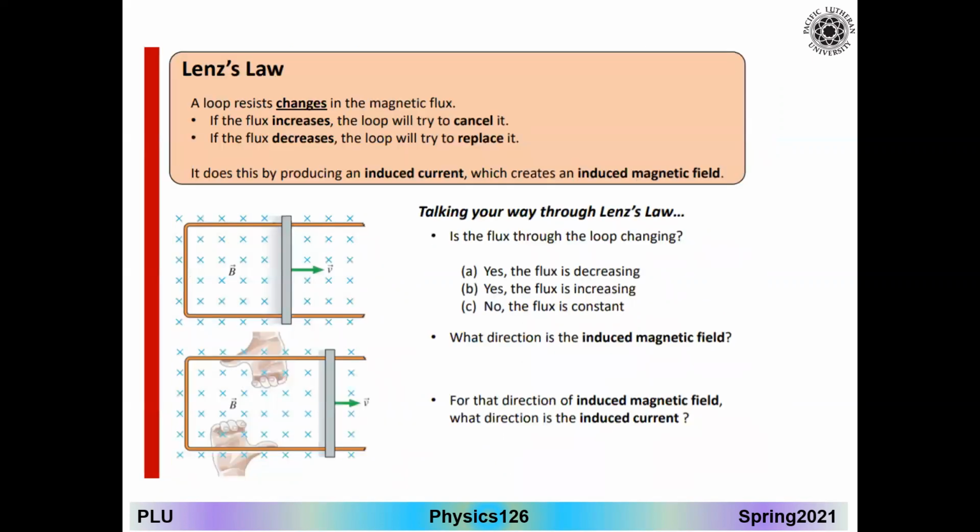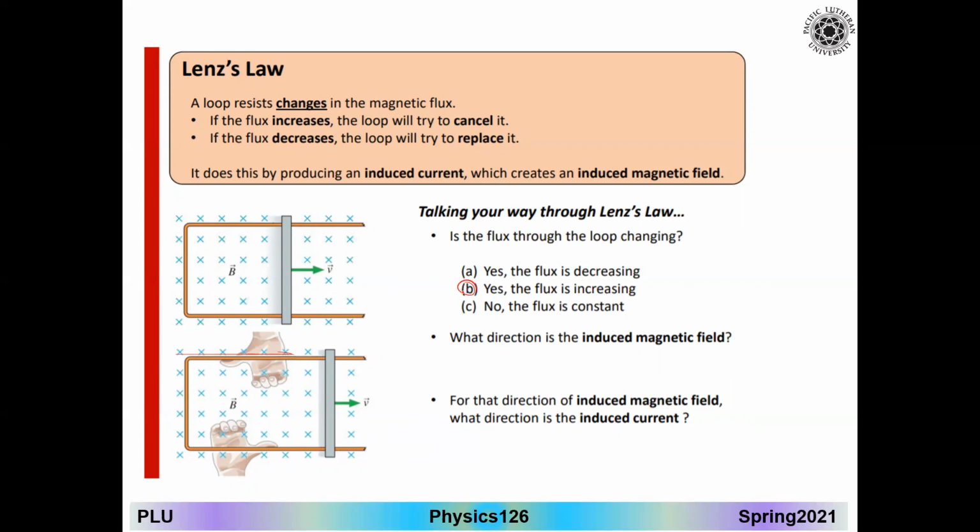Let's see the second case. We have the same example, the only difference is that the rod is moving to the right side instead of the left side. Here is the initial case, and here's the final case. In the final case, the area is bigger, so that leads to the magnetic flux being increased.